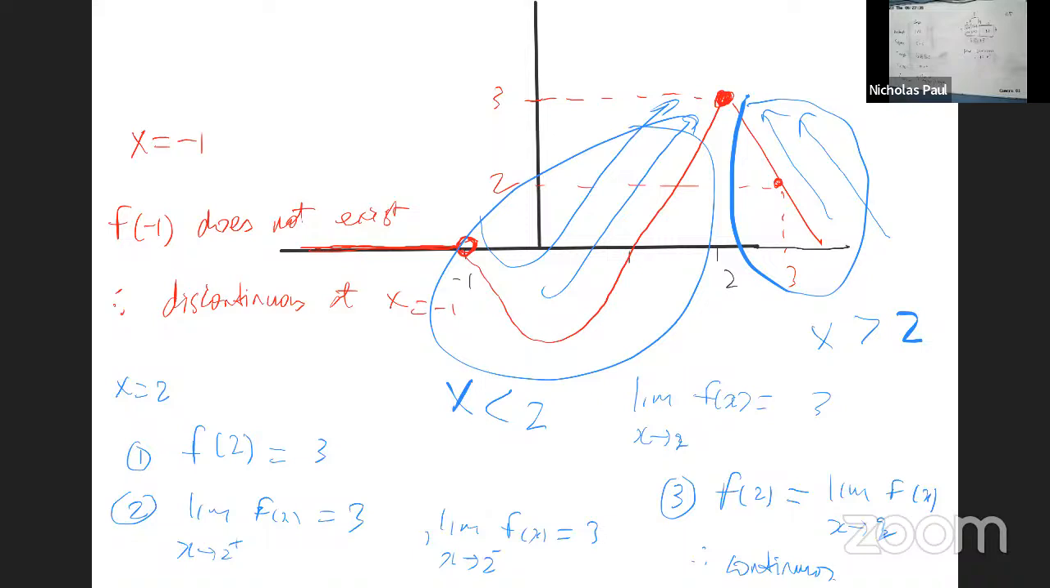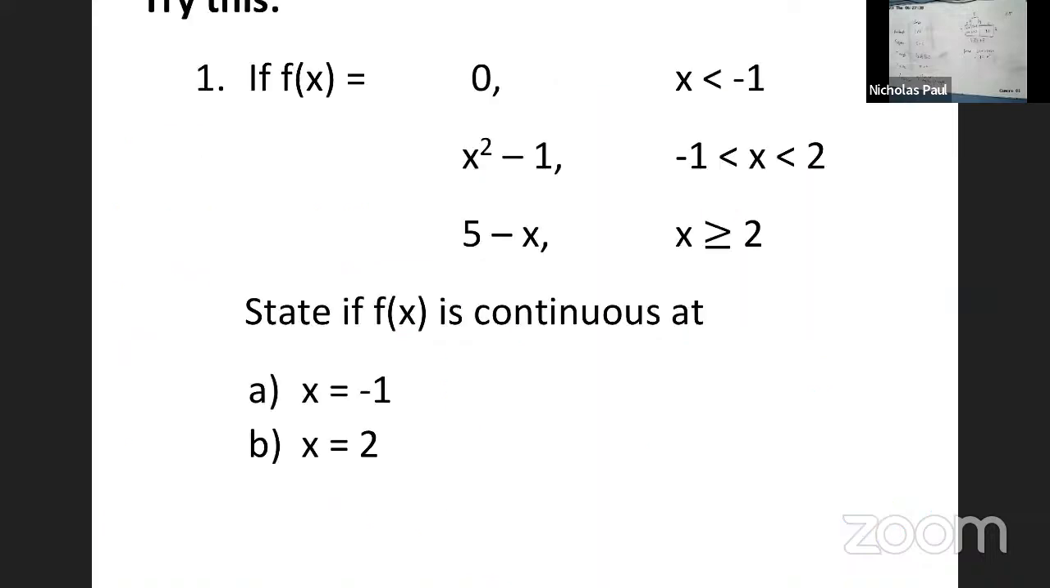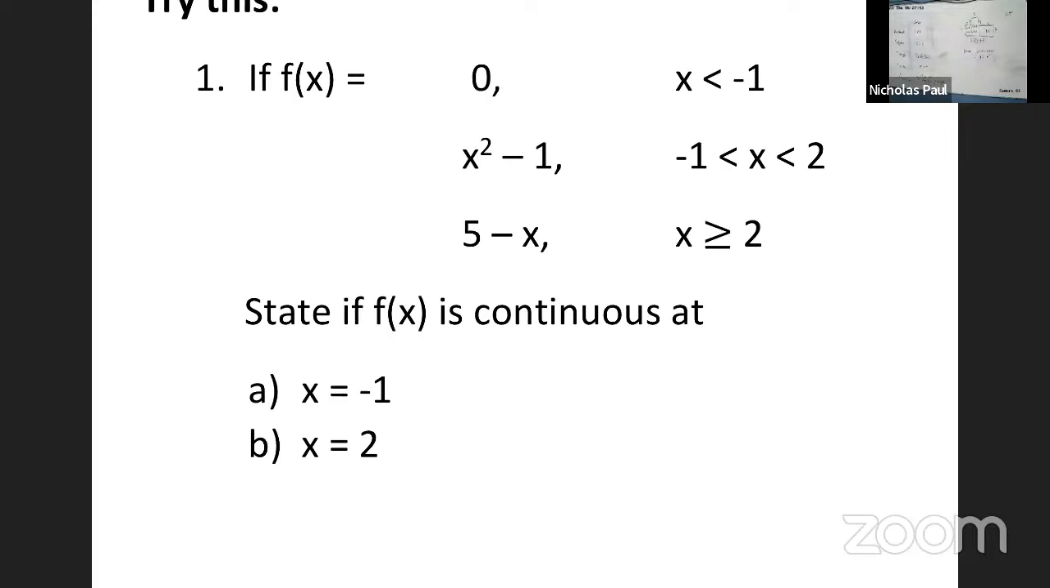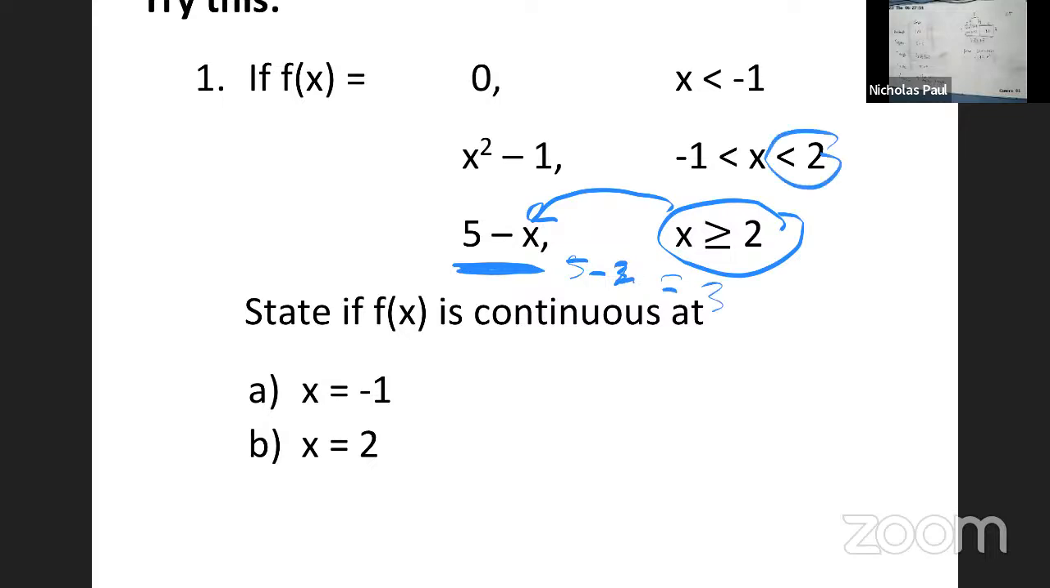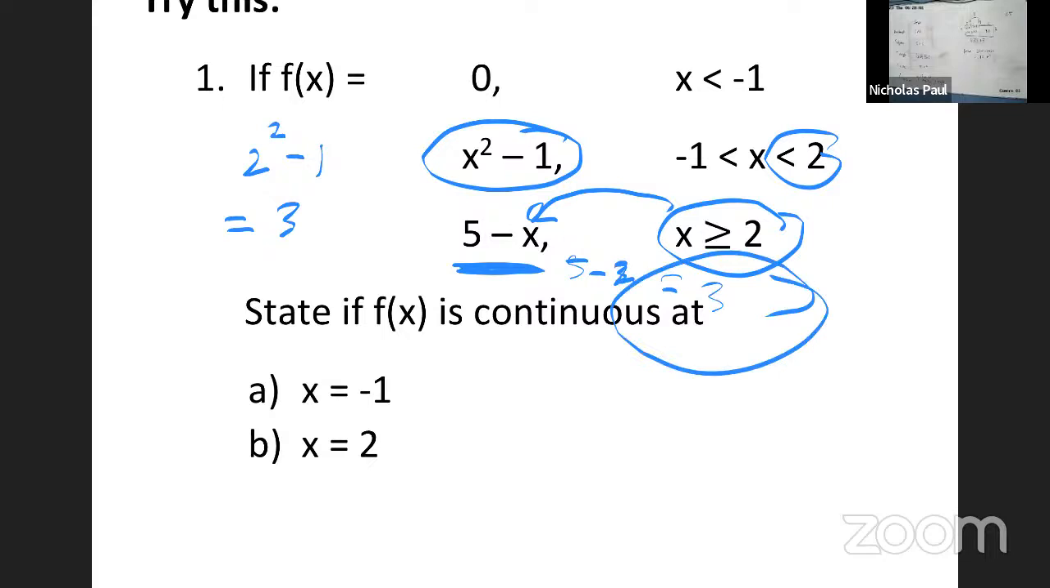Anybody writing? You writing, sir? So watch this here. If I wanted to figure out as you approach from the right, I use the more than, and I'm going to plug 2 in there. 5 minus 2 is 3. Less than is this function. So I'm going to plug 2 in there. 2 squared minus 1 is 3. So as you approach from the right, 3. As you approach from the left, 3. Limit exists. Check and see if f of 2 is defined. Yes. F of 2 is defined. Plug 2 in there and you'll get 3. Both of them the same. You're good to go.